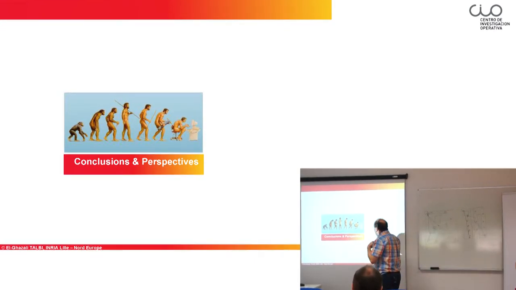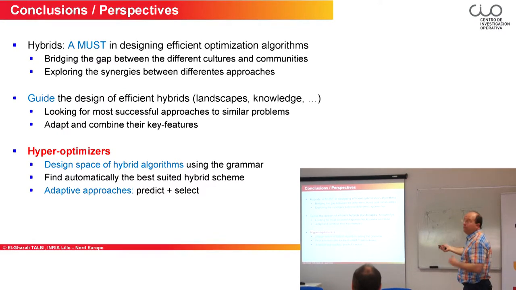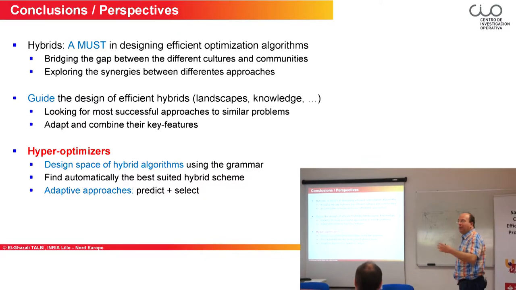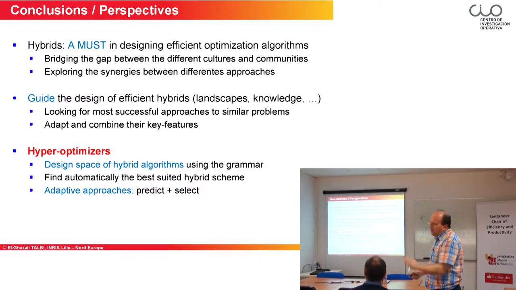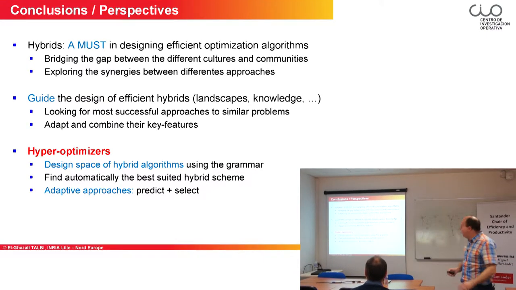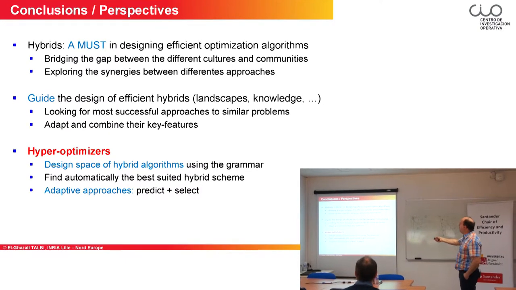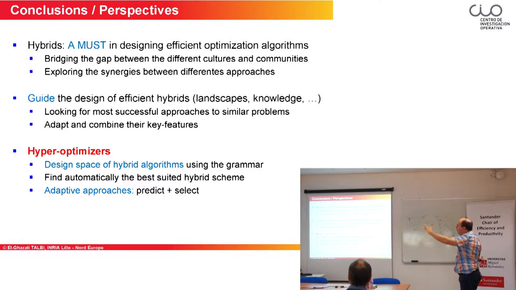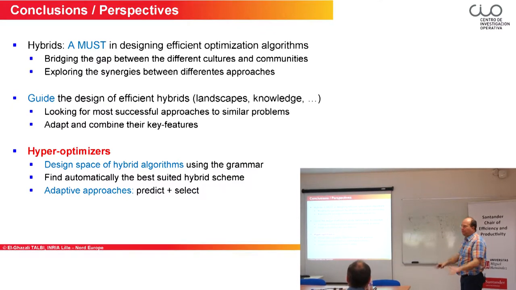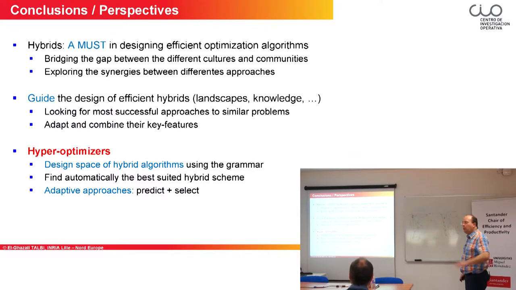Okay, so this is my conclusion and my perspectives. This is my point of view. If you have some PhD students, or you are doing research in this area, for me it's a must today. If you would like to design efficient optimization algorithms, it's a must to bridge the gap between the different cultures and communities: metaheuristics, mathematical programming, machine learning. Exploring the synergies between those different approaches. I hope you'll agree with me, or at least that I convince you.